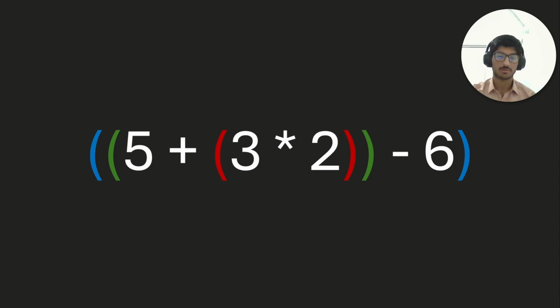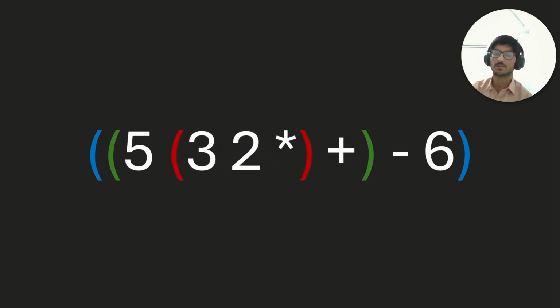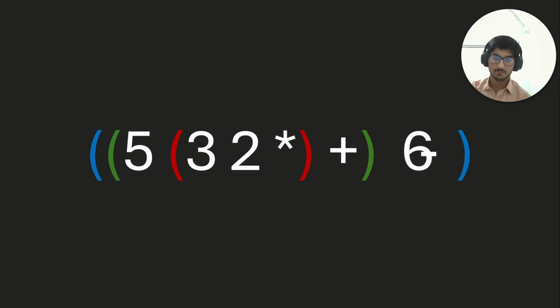Now we move the operators in each of the set of brackets to the right, not the left, to the right. So here we move the times to the right in the red bracket. We move the plus to the right in the green bracket. And we move the minus to the right in the blue bracket. Once we remove all the brackets, we get this new funny looking set of numbers and symbols.